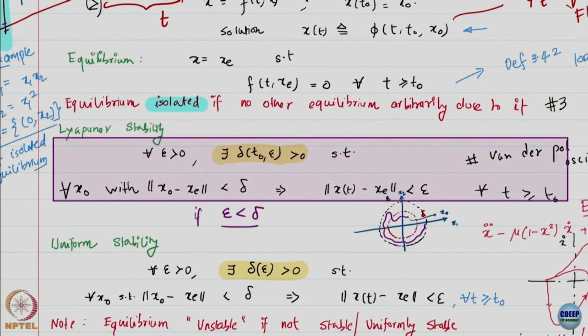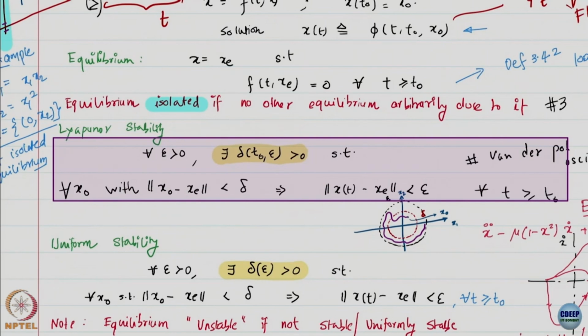Now if epsilon is less than delta, what happens to this condition? It is not satisfied at t0. If I put t0 here, the distance between these is delta, which is larger than epsilon. So this is not satisfied at the initial time itself. So there is a problem if epsilon is less than delta. If epsilon is equal to delta, no problem. So this is not possible. Epsilon has to be greater than or equal to delta.